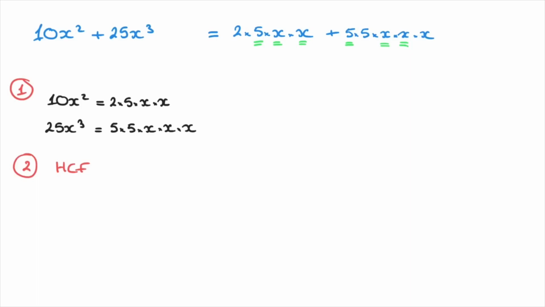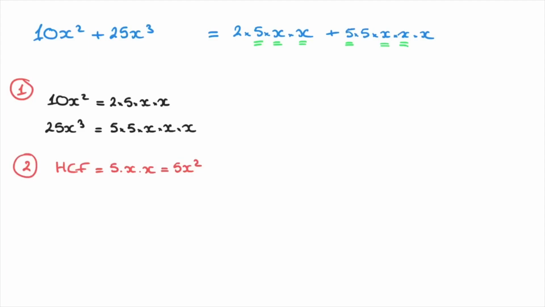And we can see that the second term has an additional 5 and an additional x, but the first term doesn't. So the highest common factor will be 5 times x times x. So let's just write that. The highest common factor equals 5 times x times x, and that's equal to 5x squared. And that's our second step done.